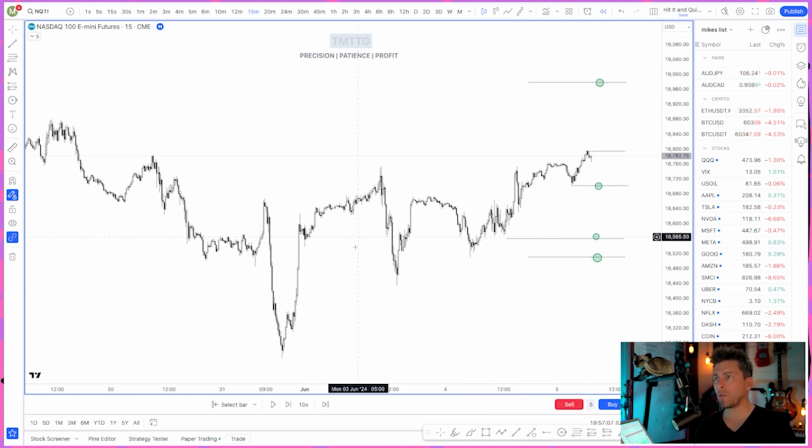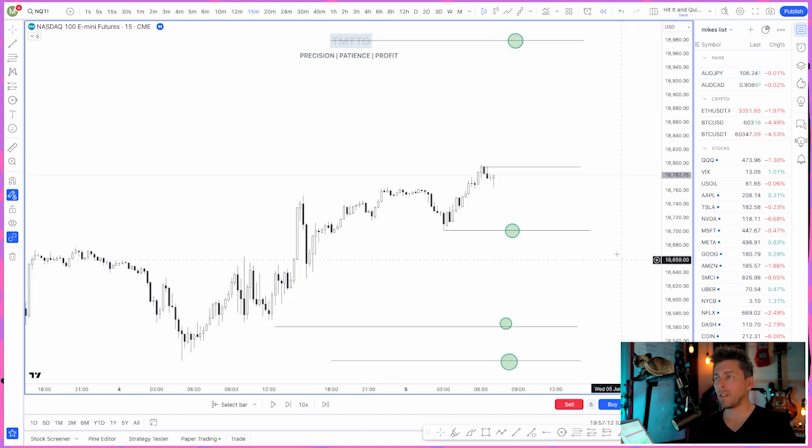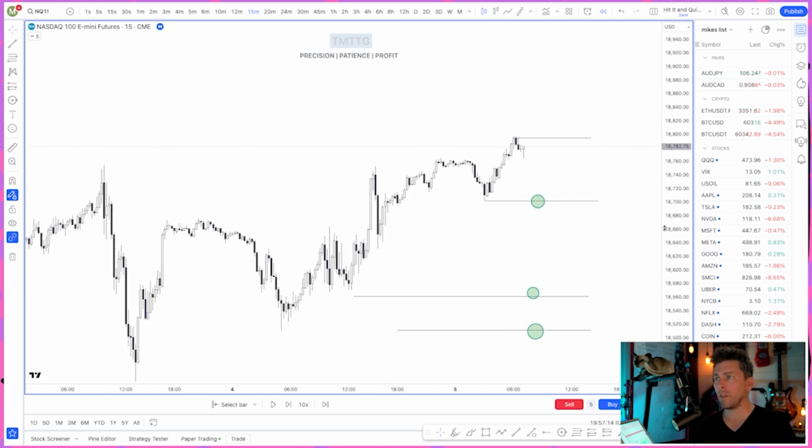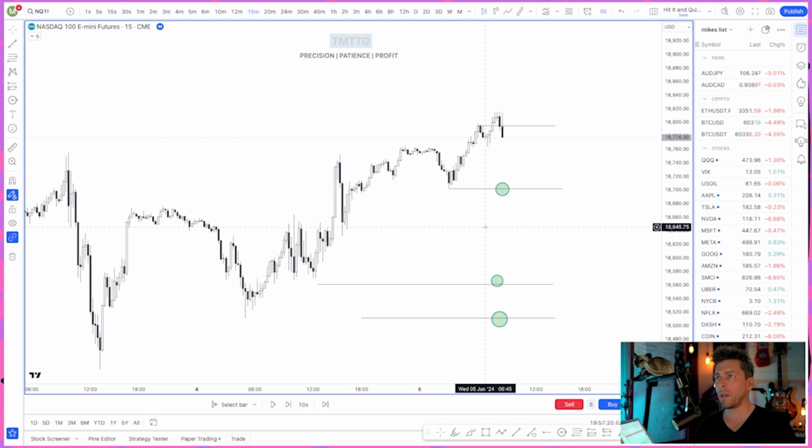And if I zoom out, what trend am I in? Well, we broke structure to the upside. I'm in an uptrend, so I need to be looking for longs, right? I want to be buying at a discount. So if I'm going to be buying, it's going to be down here. So let me just play price out.